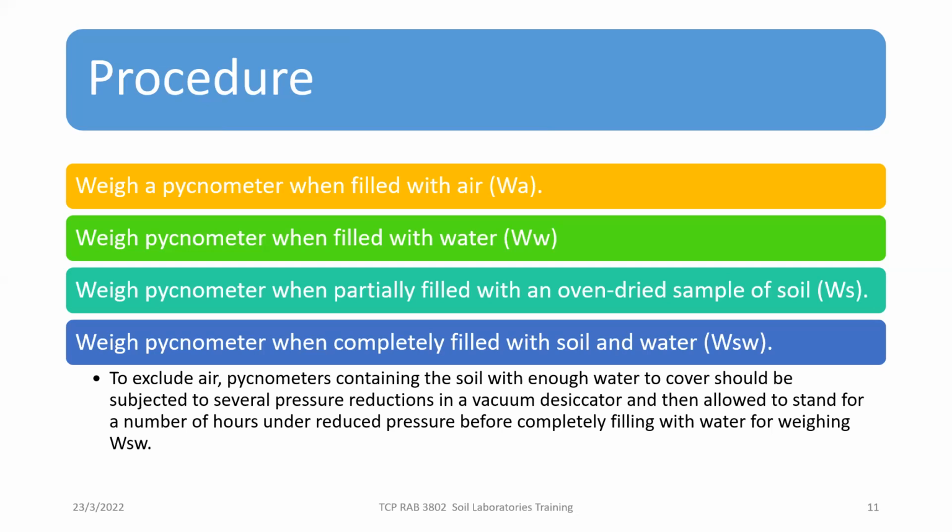To exclude air, the pycnometer containing the soil with enough water to cover should be subjected to several pressure reductions in a vacuum desiccator, and then allowed to stand for a number of hours under reduced pressure before being completely filled with water for weighing WSW.